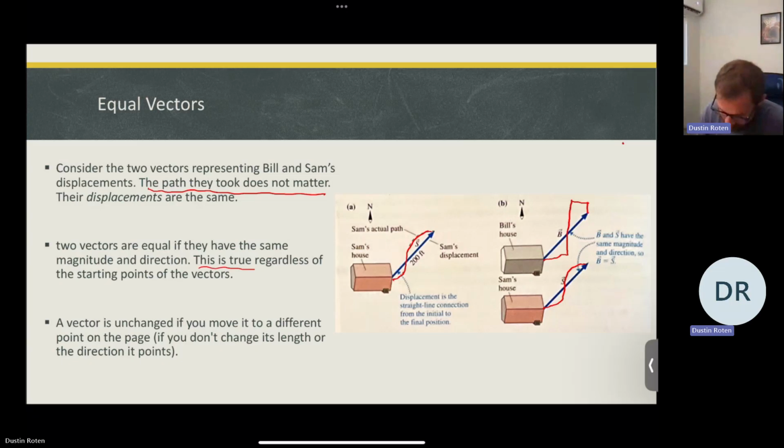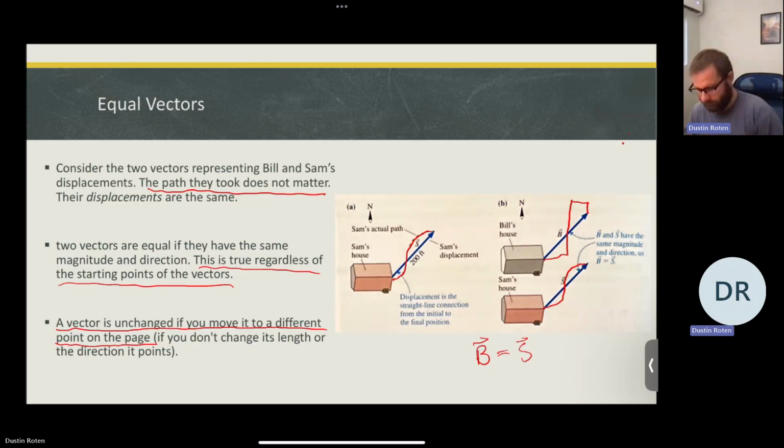Okay, and this is true regardless of where they start. So they started at two different houses, but they're still the same vector. Do keep in mind that a vector is unchanged if you move it to a different point on the page. You can actually take vectors and slide them around if it's going to help you understand them. They don't have to be locked in right where you draw them for a problem or right where they're presented. So essentially we have Bill's vector equals Sam's vector.